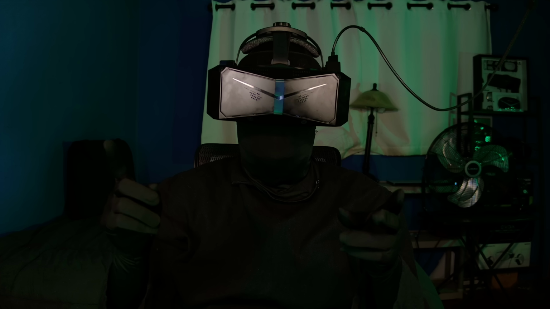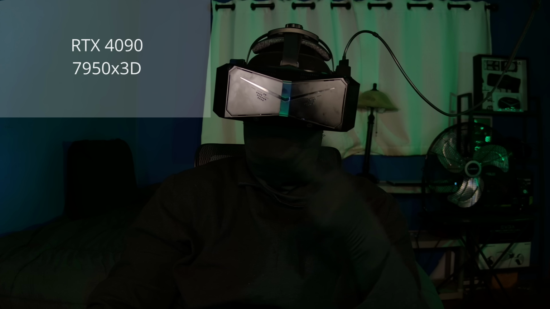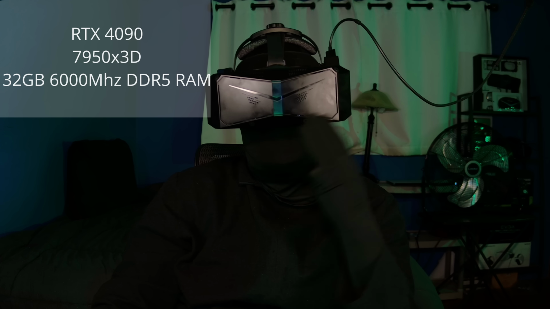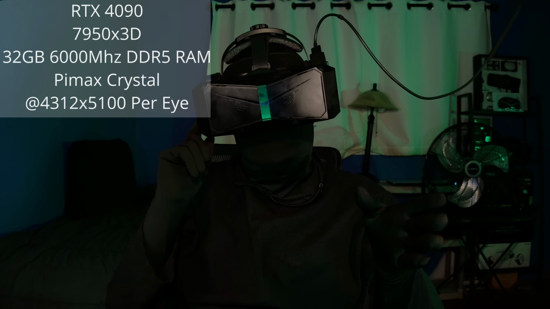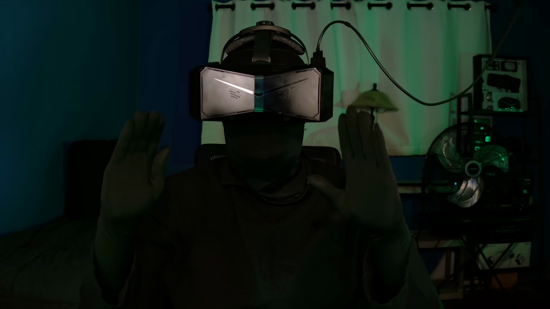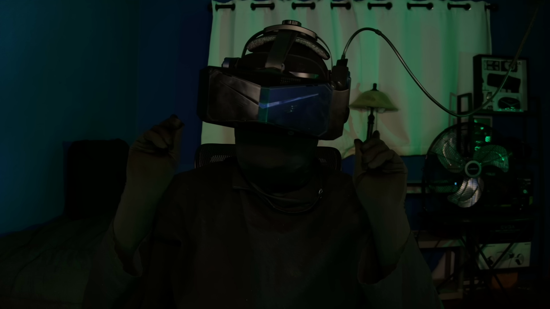Test configuration-wise, I have an RTX 4090, 7950X3D with affinity masking to use the V-Cache cores for the game, 6000 MHz CL30 DDR5 RAM, and then the Pimax Crystal here, running at 4312 by 5100 per eye, unless noted otherwise. This is being done on the Crystal, but it should be applicable to all Pimax HMDs, because this is more testing the efficiency of their compositor.